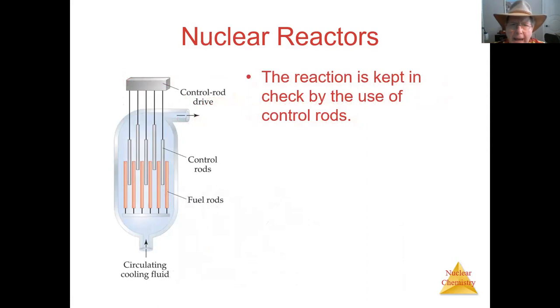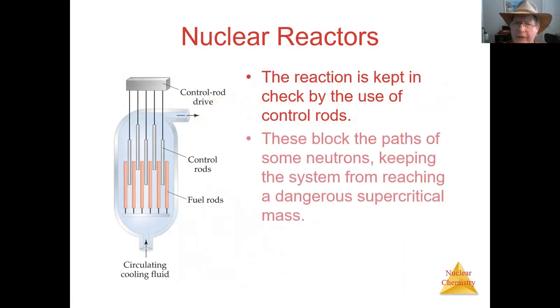Now, it is kept in check by the use of control rods. The control rods are graphite rods. And what the graphite rods do is they interrupt the flow of the neutrons from reaching the uranium fuel rods.